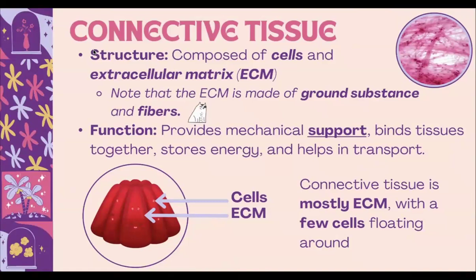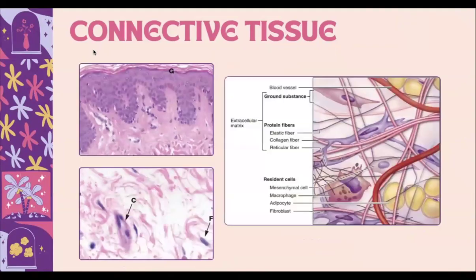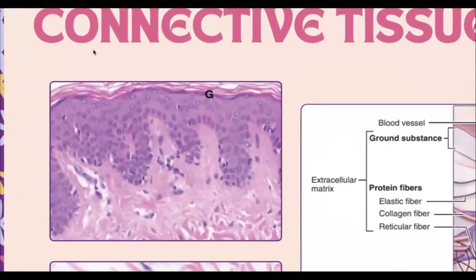Then we talk about the function of connective tissue. So connective tissue essentially provides support. It binds things together. It can store energy, and it also helps in transport. And it can also be used in repair. So these are just some examples of what connective tissue looks like. If you remember the keratinized epithelium that we were talking about, this entire thing is connective tissue.